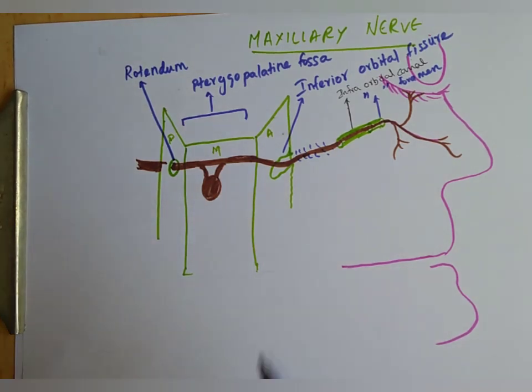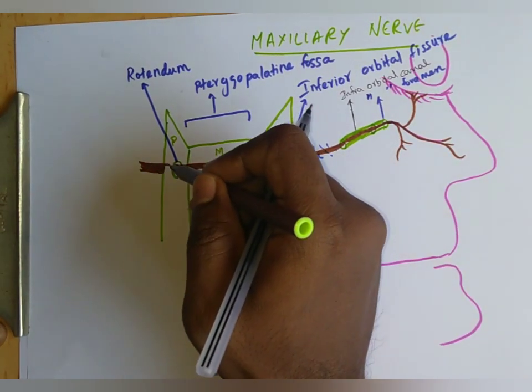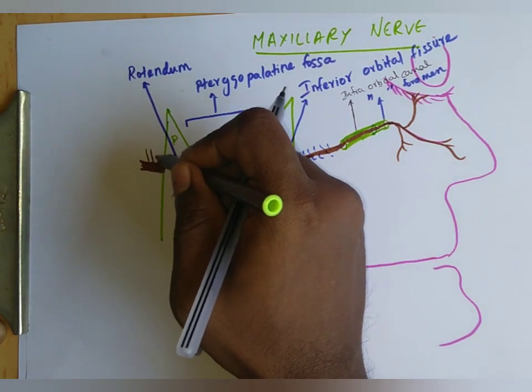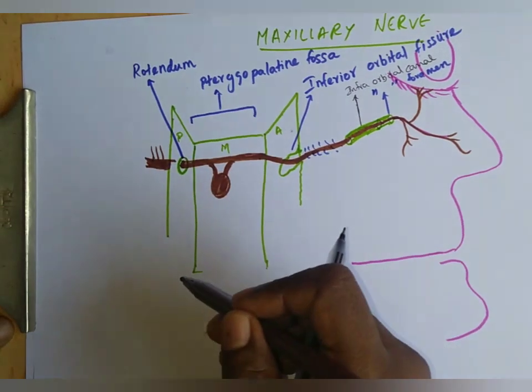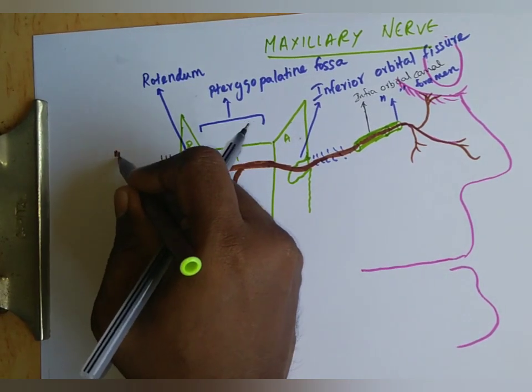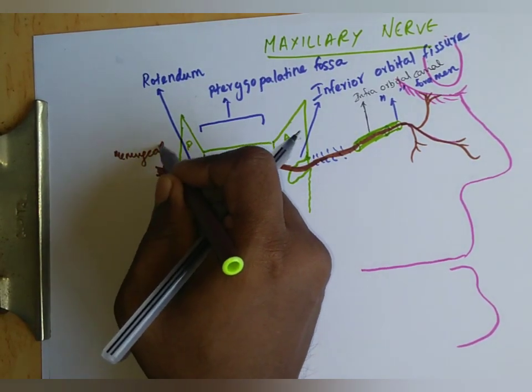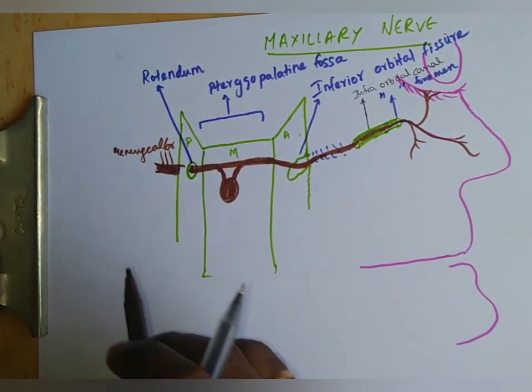Before it enters inside the pterygopalatine fossa, before it passes through the foramen rotundum, it gives some meningeal branches to supply the dura. Okay, these are the meningeal branches, to supply the dura.